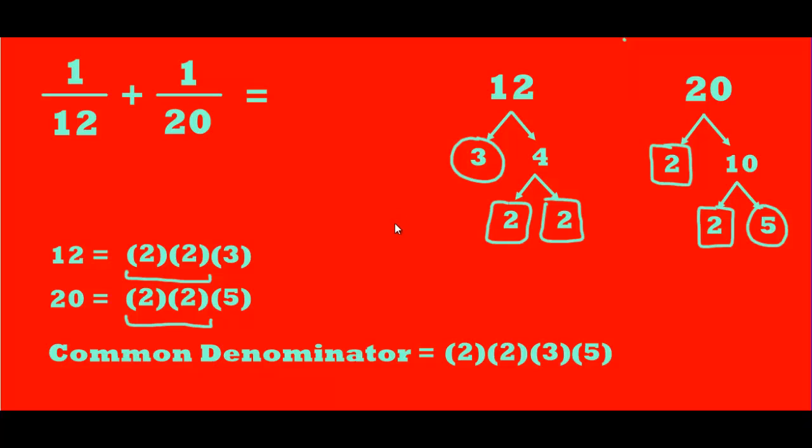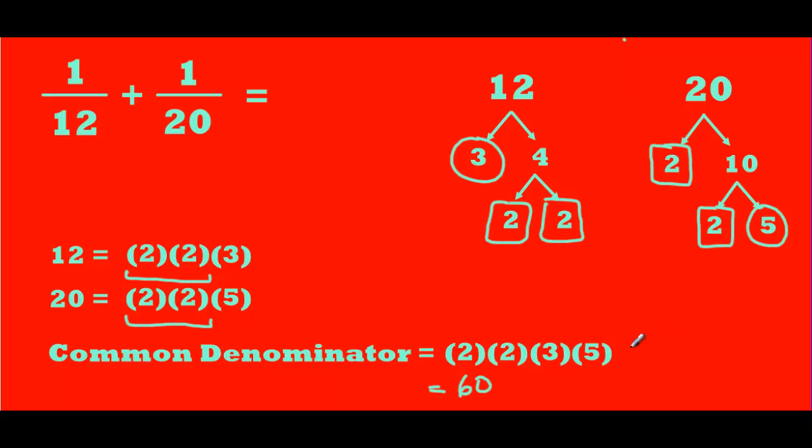And what we're left with here is what our common denominator is. 2 times 2 times 3 times 5. 2 times 2 times 3 times 5 is 60. And that's what we figured our common denominator was. And our brain did all this work without us realizing it.